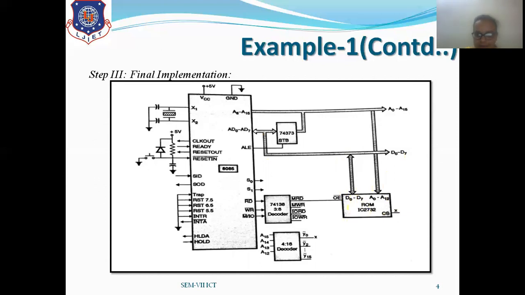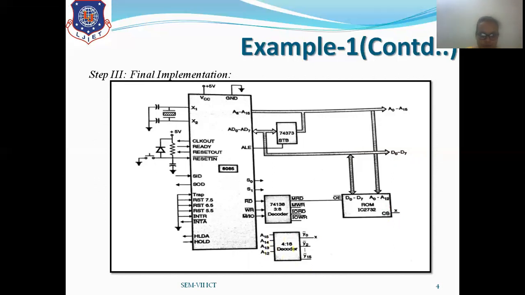Now here we need to connect a memory of 4 KB. So 4 KB will have address lines A0 to A11. So A0 to A11 will be given over here from A0 to A15. And as it is a ROM, the memory read will be enabled, right? And data will be transferred over here. Clear? Now here chip select.